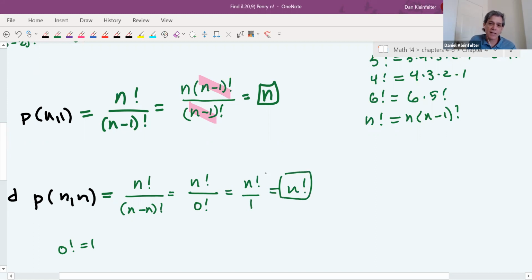Okay, so let's check to see if this makes sense. If you have n total things and you're picking all n of them, how many ways are there for you to make that selection? Well, it's like having 8 people and you're lining up all 8 people for a photograph. There's n factorial, or 8 factorial in that case, number of ways of getting that done.